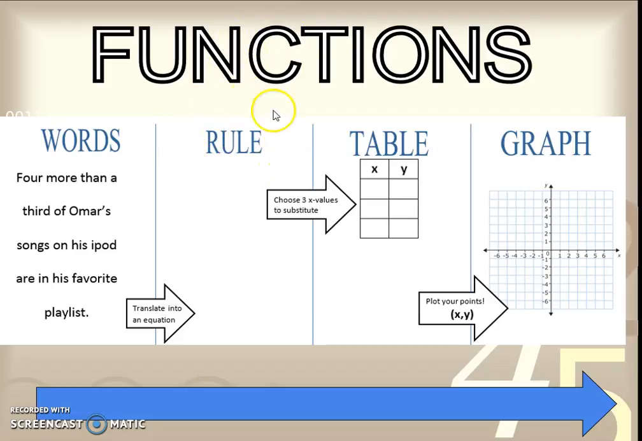You've got your rule, which is your expression. Then you're going to pick some x values and you're going to substitute in and get y values into your table, and then you're going to plot those points on a graph using the different coordinates, with your x being the first number of your coordinate and the y being the second number of your coordinate. Now you're going to get some practice a little later, but right now we just wanted you to get these notes down. So let's first look at our relationship between words and rules.